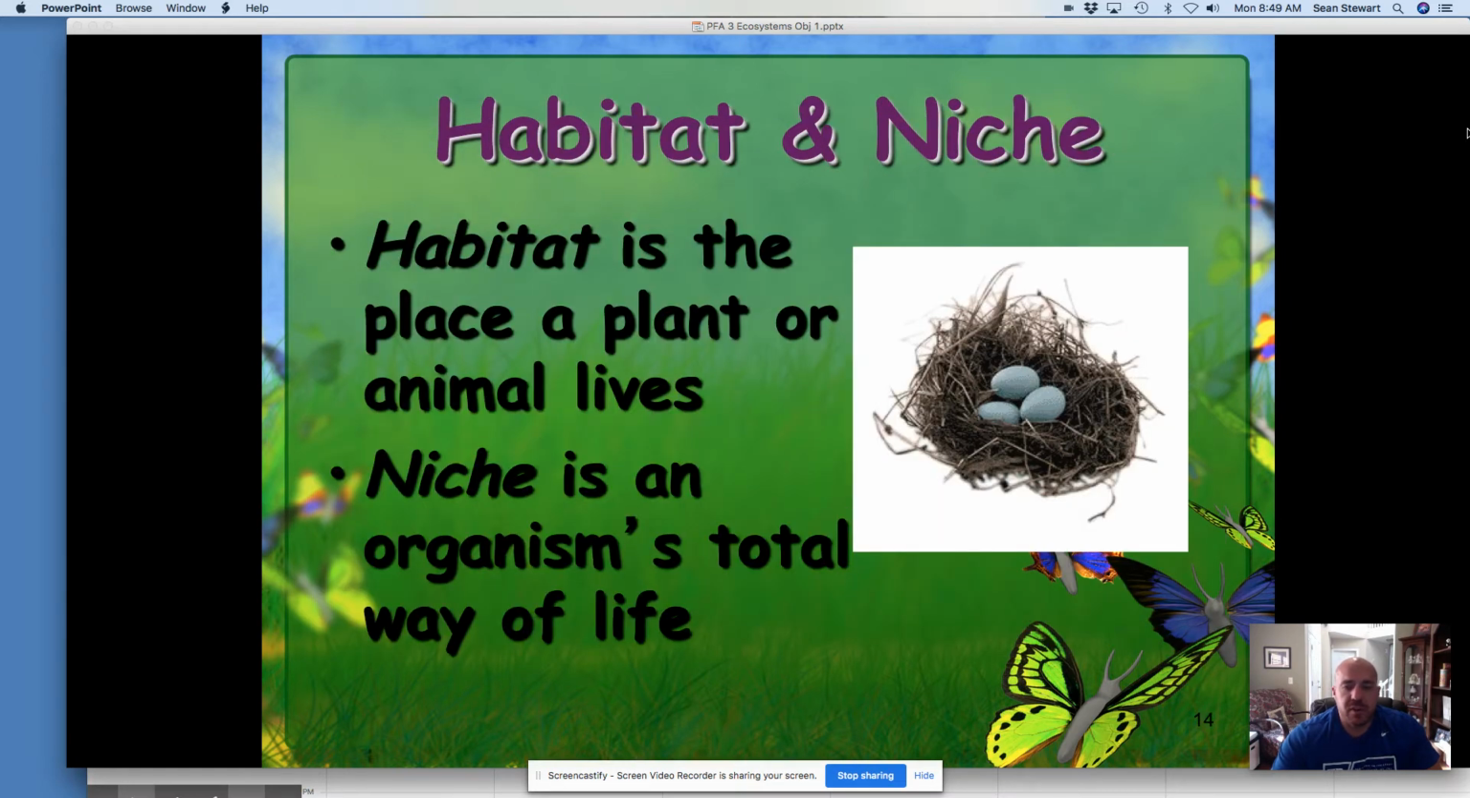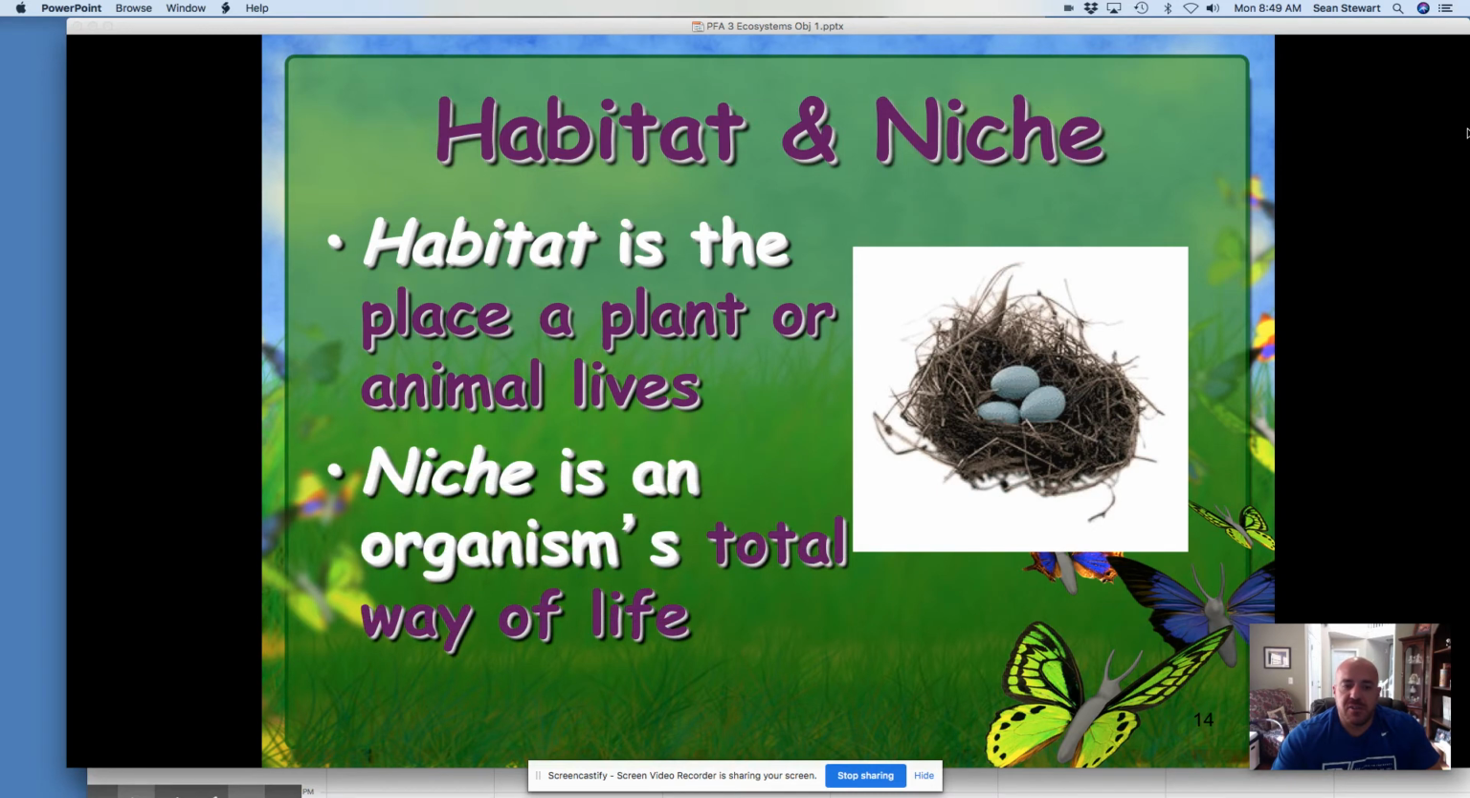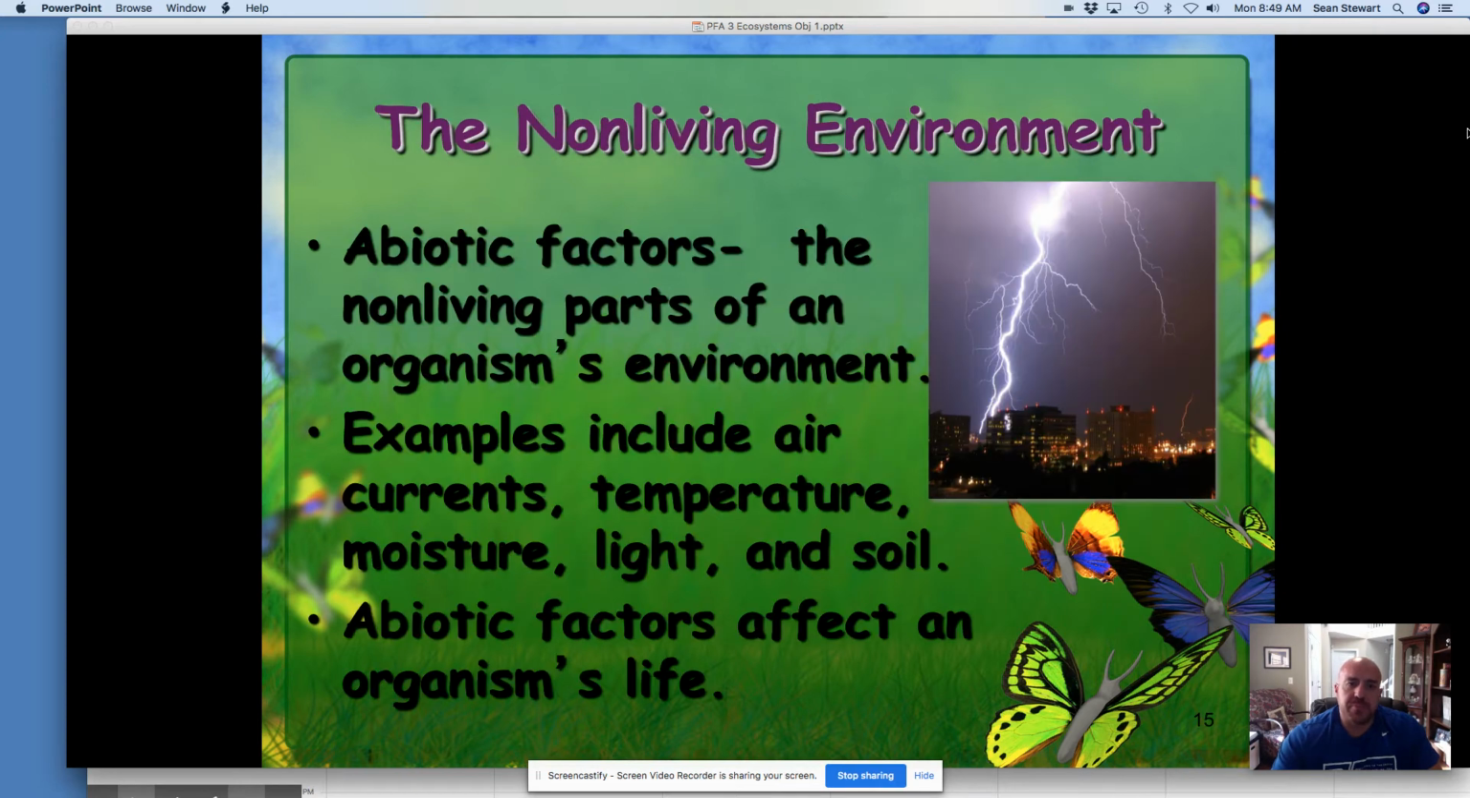All right, some more vocabulary that's important in studying ecology are habitat and niche. And habitat is a pretty easy one. We've talked about it a lot this year. It's just where the animal or plant lives. A niche is kind of its total way of life. What does it do? How does it interact? Does it hunt? Is it hunted? Is it camouflaged? Is it active at night or the daytime? Kind of its total way of living or what it does where it lives.